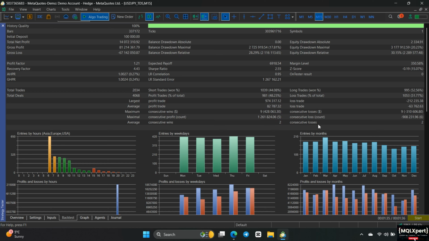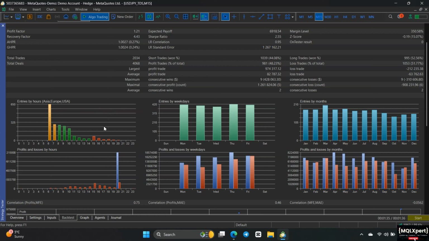You can see that we don't have more than 2 consecutive losses in a row. We have 2 consecutive wins in a row. And if we come down here, you can see that pretty much every day is a profitable day. Monday, Tuesday, Wednesday, Thursday and Friday, the profit is always higher than their losses.